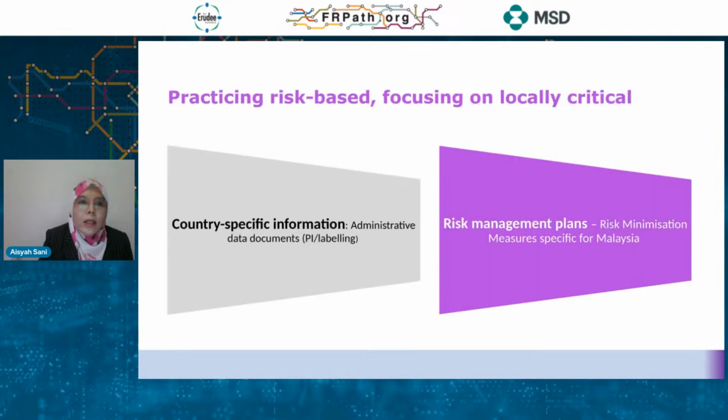Last, we will focus on the country-specific information, especially the administrative data on package insert and label, and also the risk minimization measures specifically to be implemented in Malaysia.